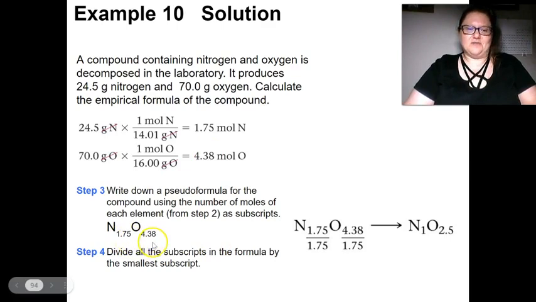But you know that subscripts can't be written like that. We can't have a decimal for a portion of an atom. So we need to make these whole numbers. And to do that, we're going to divide by the smallest subscript. So out of these two subscripts we got, the 1.75 is smaller. So we're going to divide both of these numbers by the 1.75. And here it is over here on the right. So this is going to equal 1 with the nitrogen because they're the same number. The other one is still going to be a decimal.